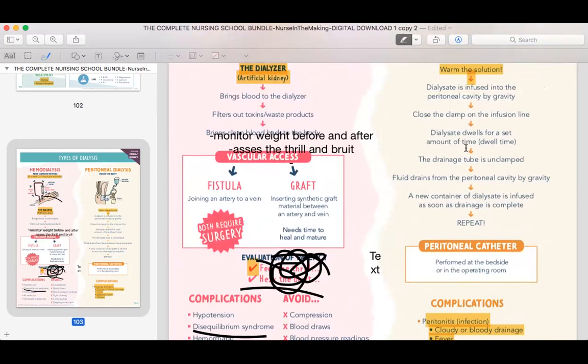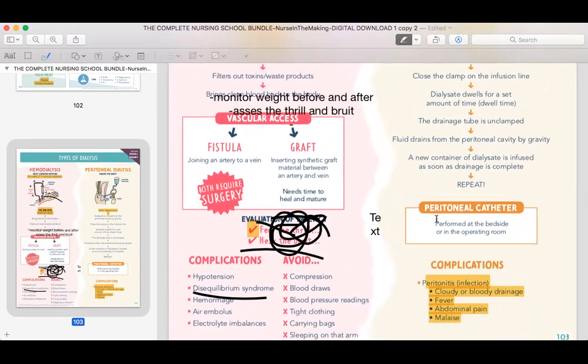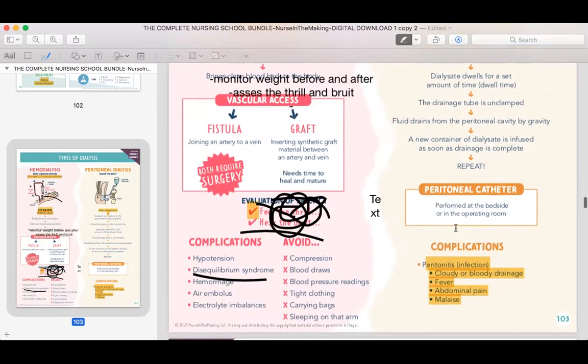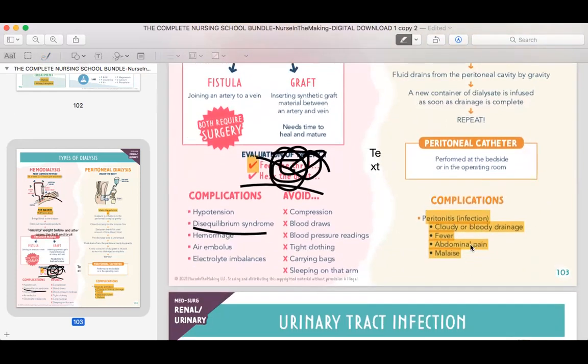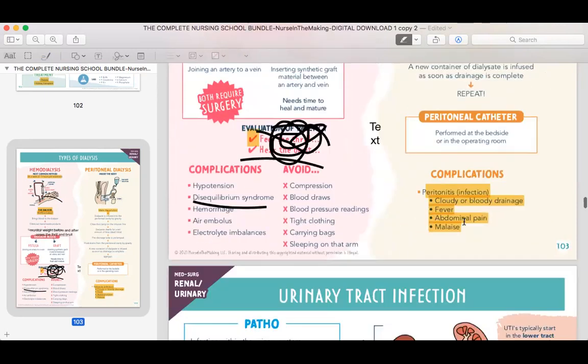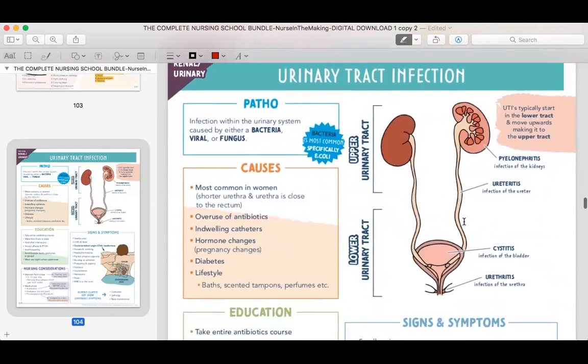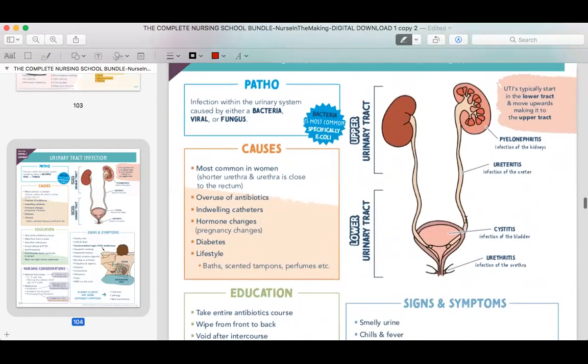You can do this at home, but you want to make sure you assess for this. That can happen. Assess weight before and after. UTIs, they're not very pleasant to have. I've never had one.